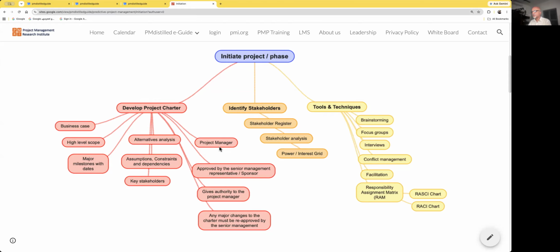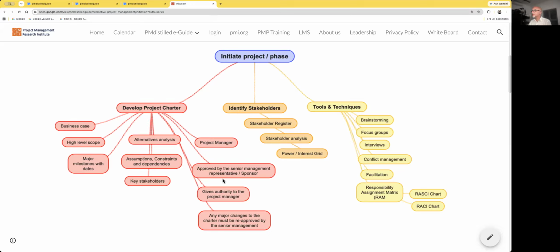The roles and responsibilities will be there. If there are multiple project managers, all the project managers name the responsibilities. So this brings in a lot of clarity onto the roles.